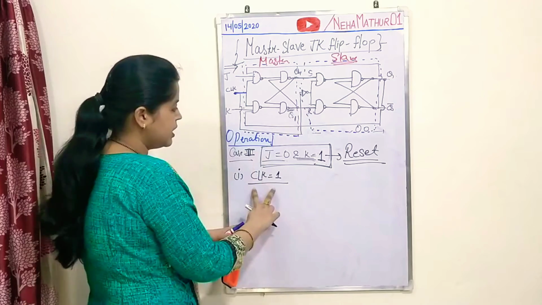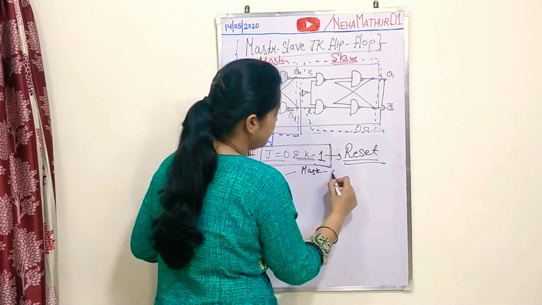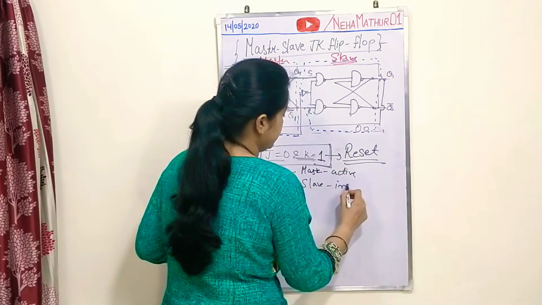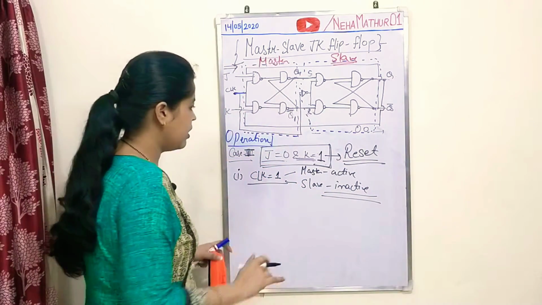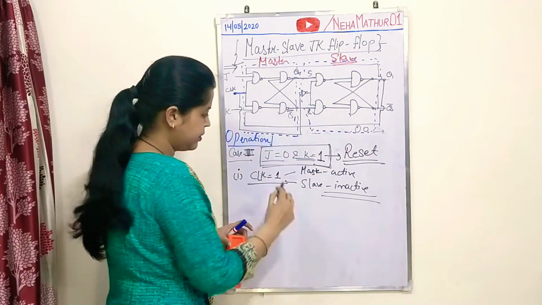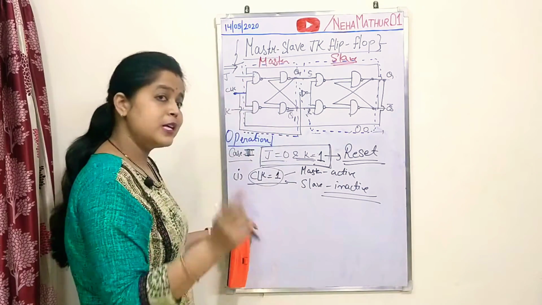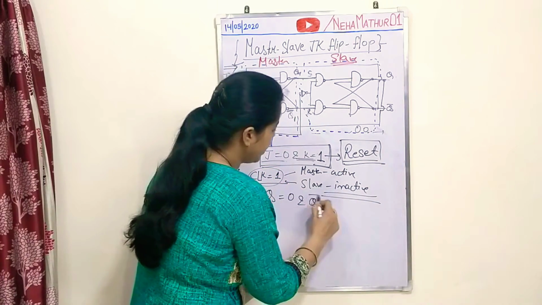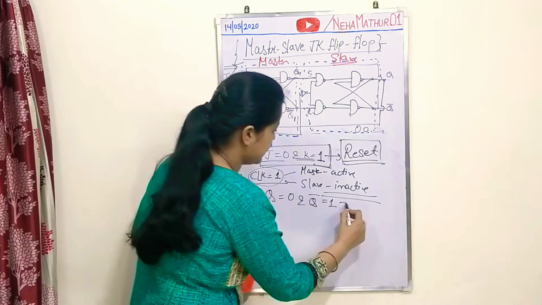Now initially when your clock is equal to 1, again your master circuit will be active while your slave will be inactive. Only the front circuit will be able to work for possible values of the input. Now the master circuit is working for clock equal to 1 and its main inputs are 0 and 1. Then as per the concept of reset state, your Q will be 0 and Q bar will be 1, which is nothing but your S and your R.